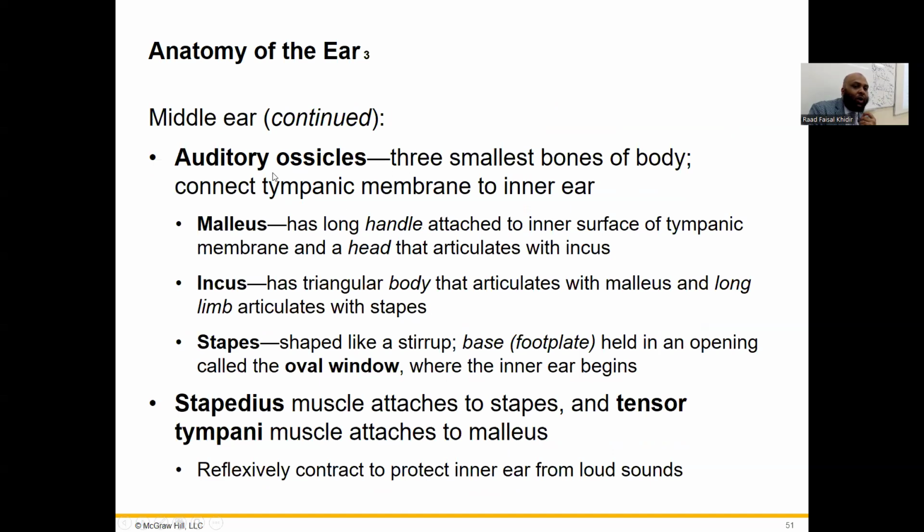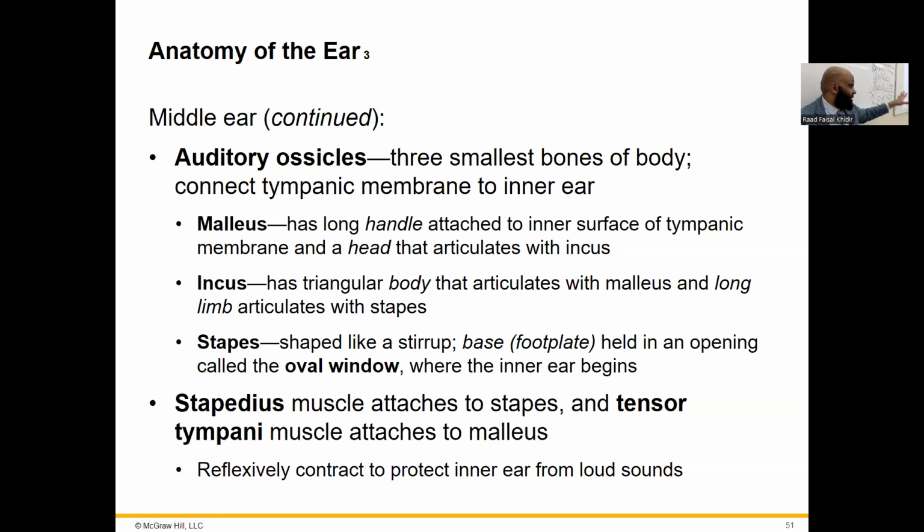Then we have these auditory ossicles. Those are the smallest bones in your body. These are the three smallest bones of the body, and they connect the tympanic membrane to the inner ear. So the vibration that takes place in the eardrum is going to be propagated and carried to the inner ear through these three smallest bones in your body. The malleus has a long handle attached to the inner surface of the tympanic membrane and a head that articulates with the incus. The incus is going to receive the stimulation.